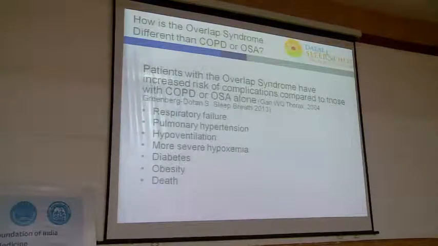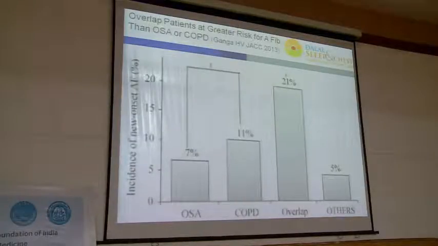So how is it different? Overlap syndrome is different compared to COPD or OSA in terms of complications and worse prognosis. They have more respiratory failure, increased chances of pulmonary hypertension, hypoventilation and hypocarbia, more severe hypoxemia, and a tendency to develop diabetes, obesity, and ultimately death. Overlap syndrome also has more chances of developing cardiac abnormalities, in terms of rhythm abnormalities like atrial fibrillation, compared to COPD and asthma patients.